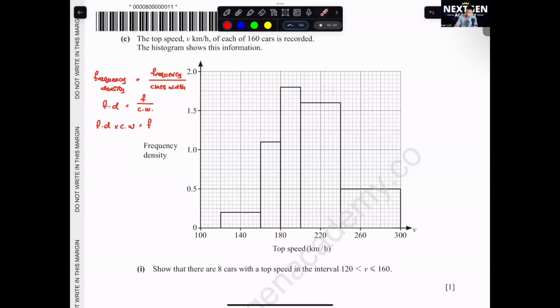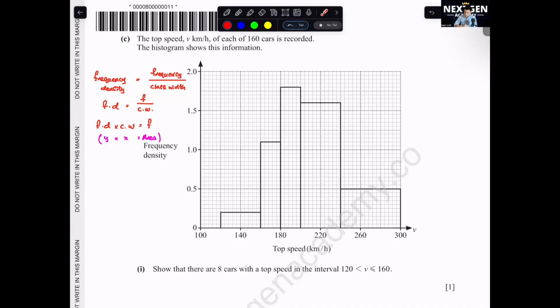So when they ask you to find how many, the number of it, we will normally take FD as Y, and CW as your X values. So Y times X will be equal to the area. So the area of each of these bars here will be equal to your frequency. Okay, so you have to remember this part here. Area is equal to frequency.